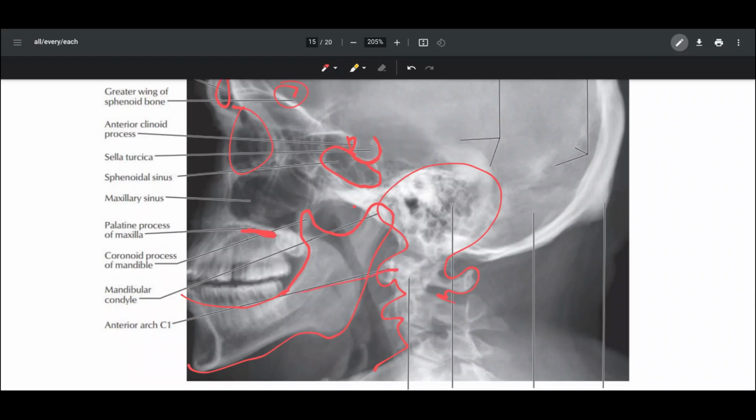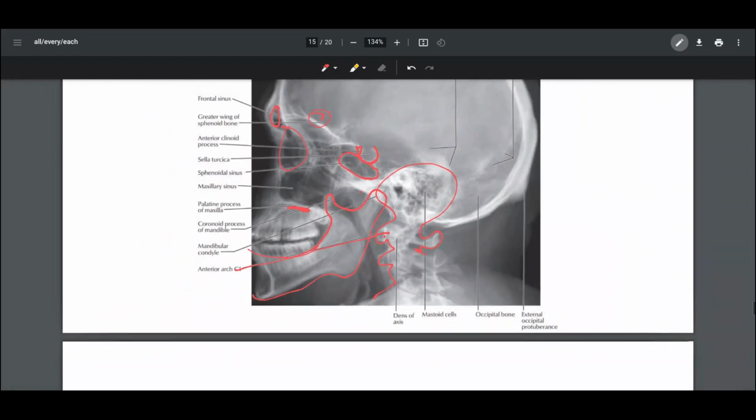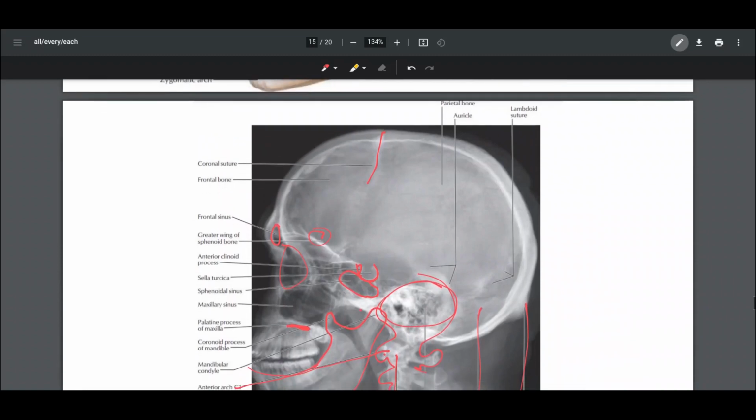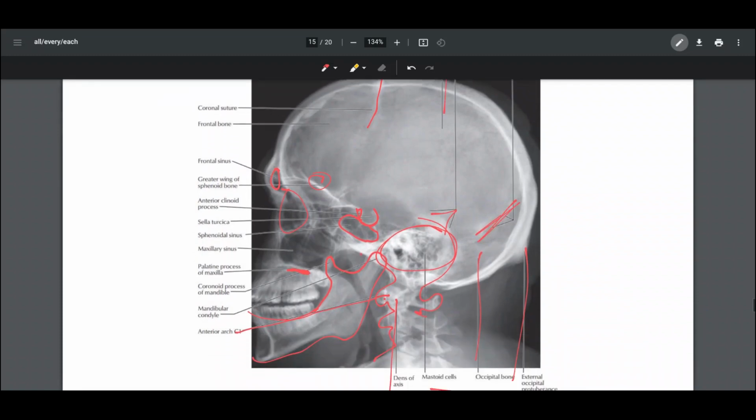Yes. So this one is C1 and it is the anterior arch of C1. This is the dens of the axis. These are the mastoid cells. Okay. Occipital bone, external occipital protuberance. So this is the auricle, the lambdoid suture is there, and this is the parietal bone.